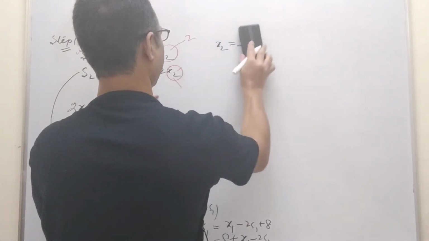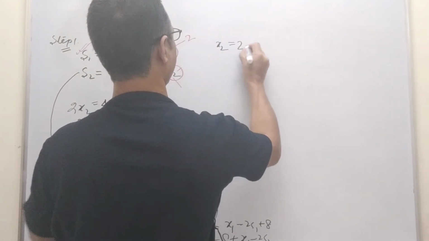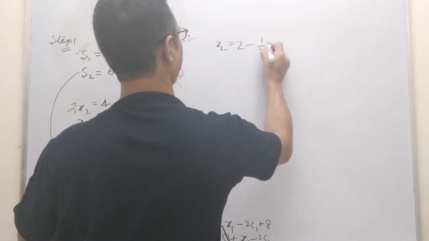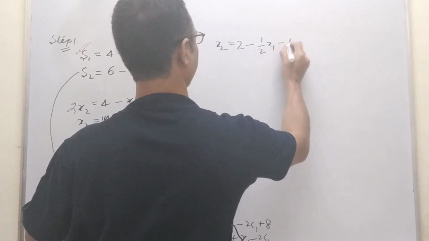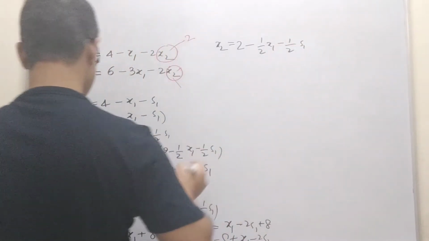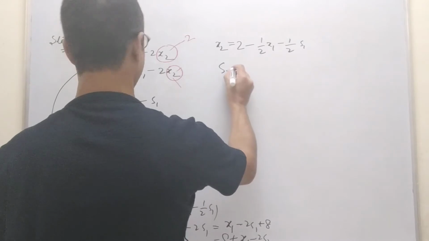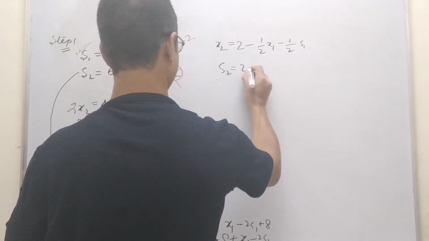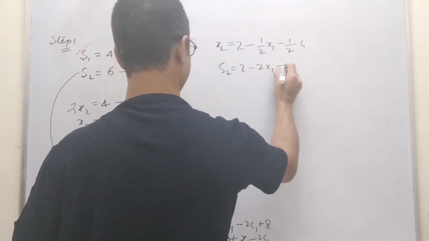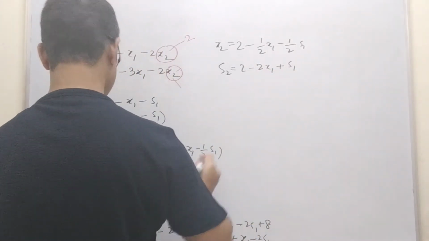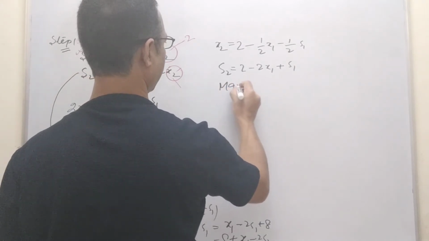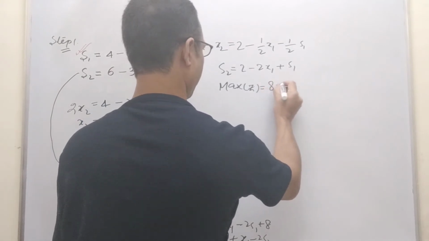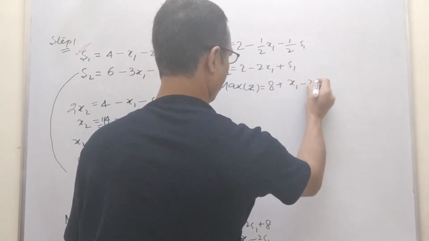x2 is 2 minus 1 by 2 x1 minus 1 by 2 s1, and s2. s2 is equal to 2 minus 2 x1 plus s1, and the objective function is max z is equal to 8 plus x1 minus 2 s1.